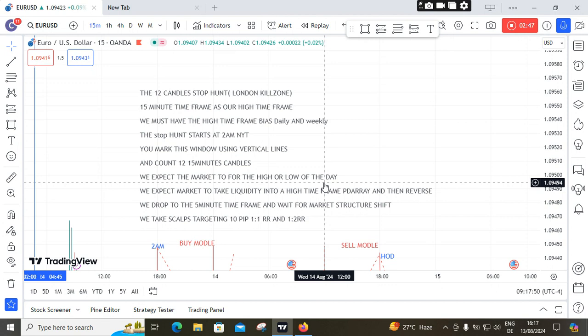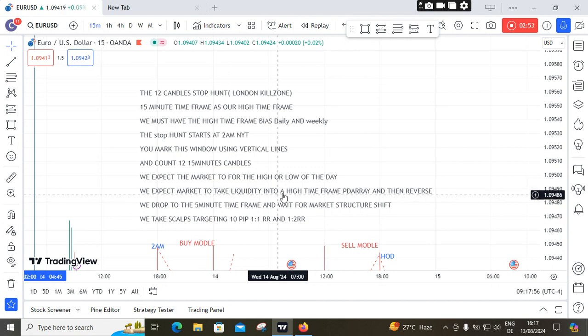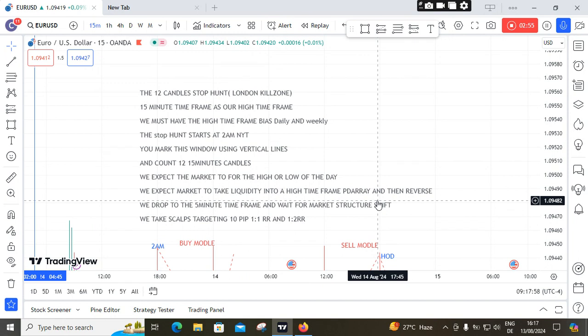So what happens when the market is forming the high or the low of the day? It takes out liquidity into a higher time frame PDRA and then reverses. The PDRA we talk about is the fair value gap, the order block, the swing highs, or the swing lows. So you must mark those key points on your higher time frame and you wait for the liquidity in those key points to be taken.